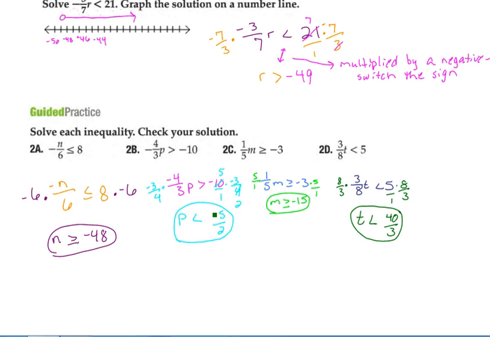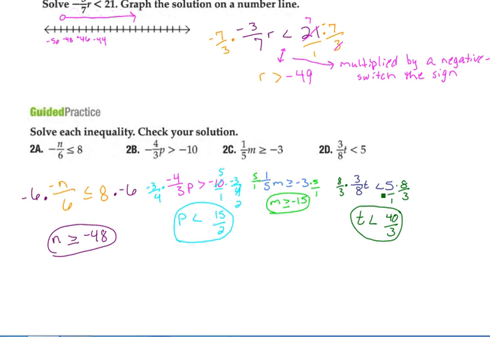Look at 2c, a little bit different, because again, what I'm trying to get rid of is a 1/5. So I multiplied by a positive 5. Even though my answer turns out to be negative, that negative had nothing to do with what I multiplied by. So I did not flip the sign.